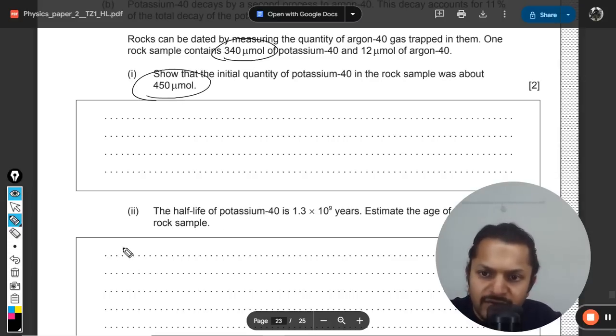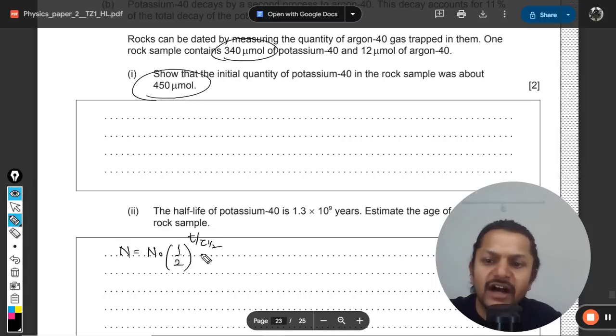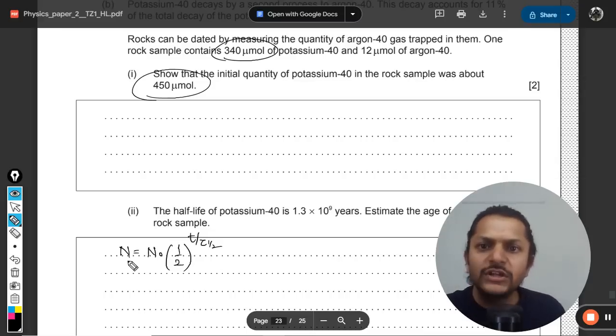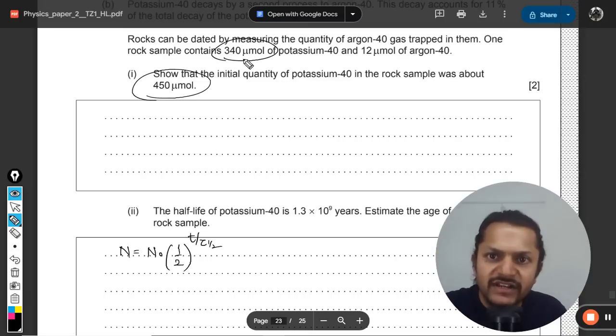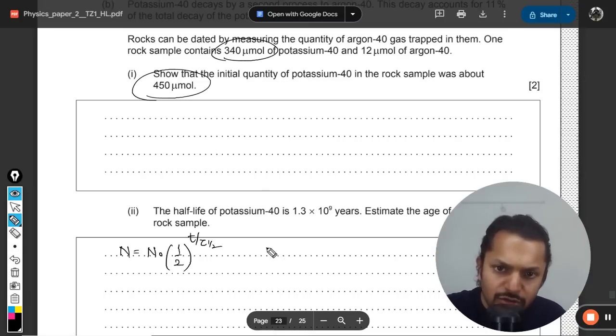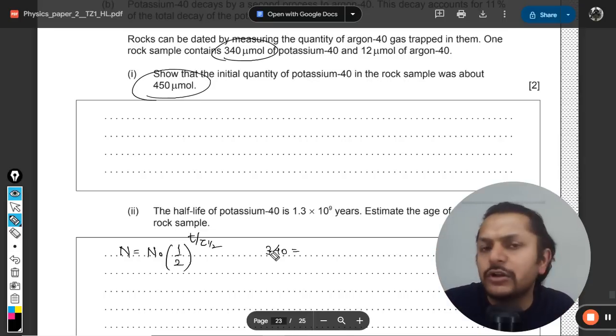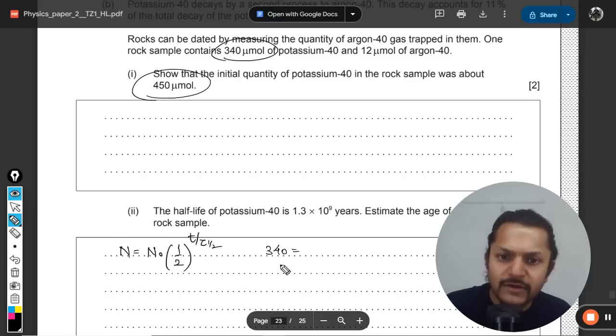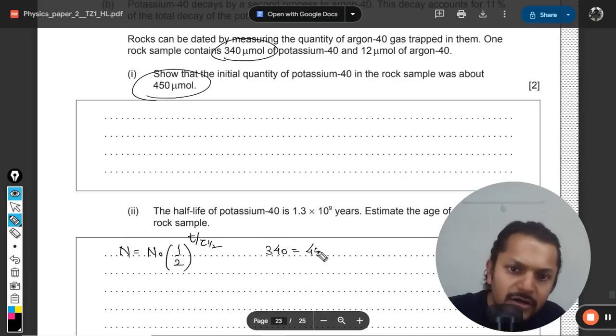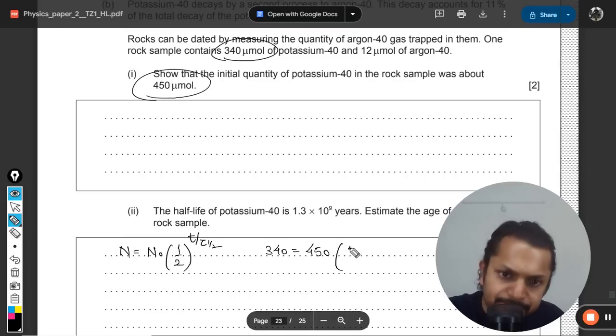So we will use this formula for this: T divided by T half. The number of moles which are left in the sample is 340 micromole. Because you have the same units on both sides, micromole can cancel out. And you started your reaction with 450, raised to T divided by T half, which is given here.